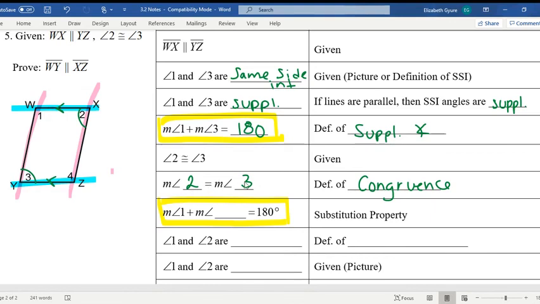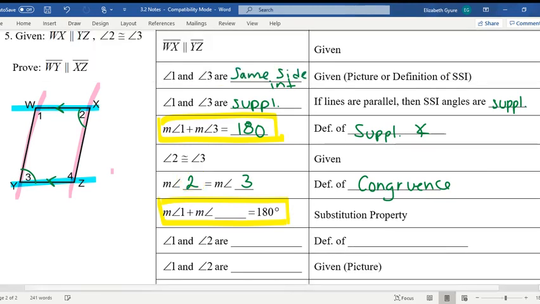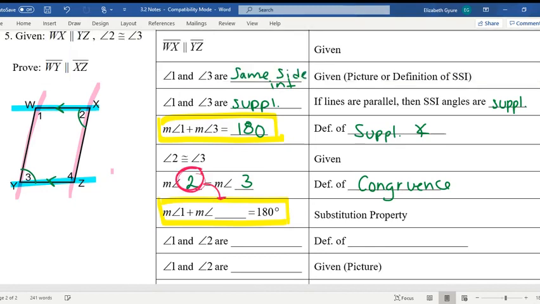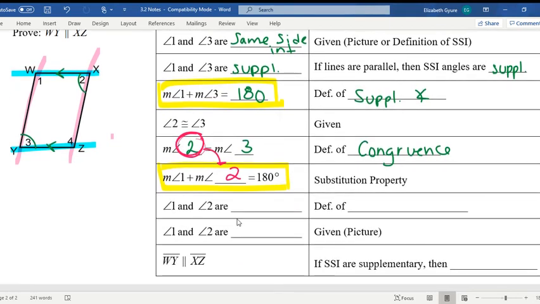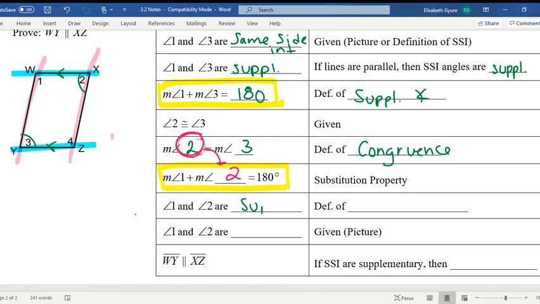Angle 2, because in the step above, we said 2 and 3 are equal. So I'm going to take angle 2 and plug it in there. Right here, I'm basically taking that and plugging it in, 2. That's the substitution property. All right, then, giving you a big hint, 2 and 3 are what? If they add up to be 180, what do we say that that is? Yeah, good. Angles 1 and 2 are supplementary by the definition of supplementary angles, right?